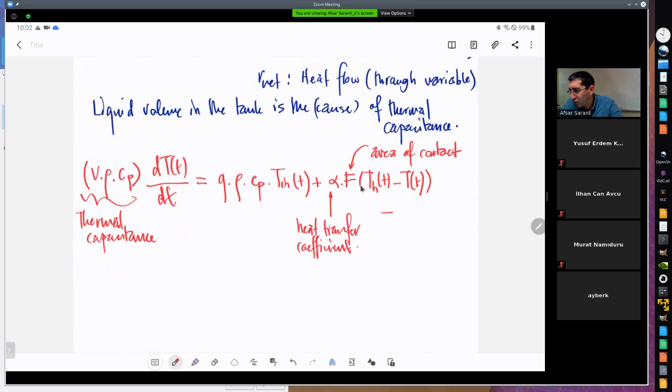We also have the outgoing heat energy with a minus sign. The same flow rate Q, the same density of the fluid, the same specific heat, because it's the same liquid coming in and out, and this time it really depends on the temperature of the outflowing liquid. So incoming energy comes in with the input temperature, and the outflow energy is going out with the regulated output temperature.